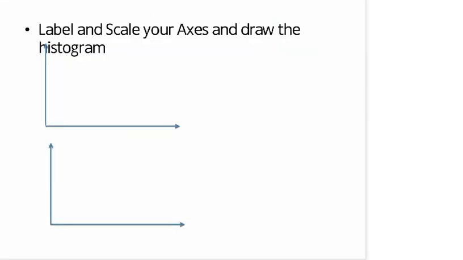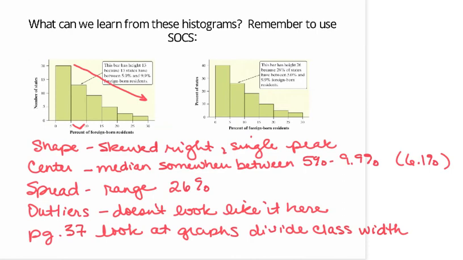All right, so now we want to label and scale our axes and draw our histogram. And I'm sorry this kind of came out a little funky, but hopefully it will work. This question has to do with people born outside. I wrote all this out and it didn't record, so I'm going to hope that I can walk you through it.